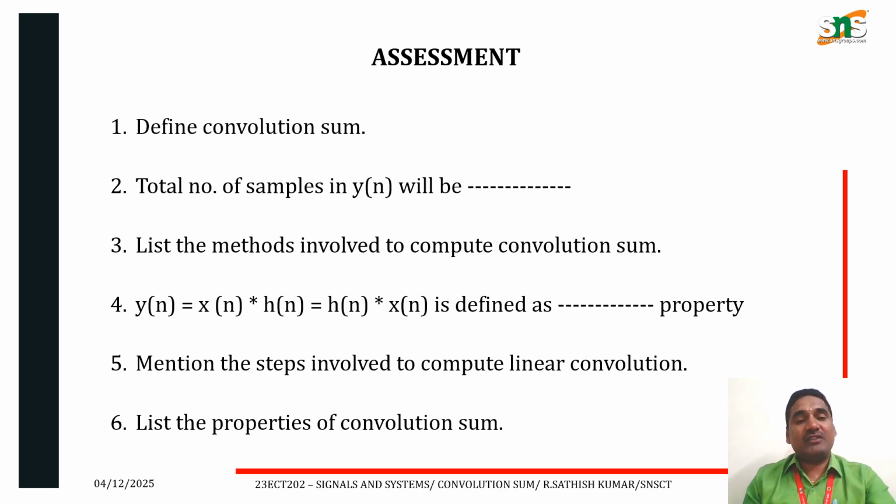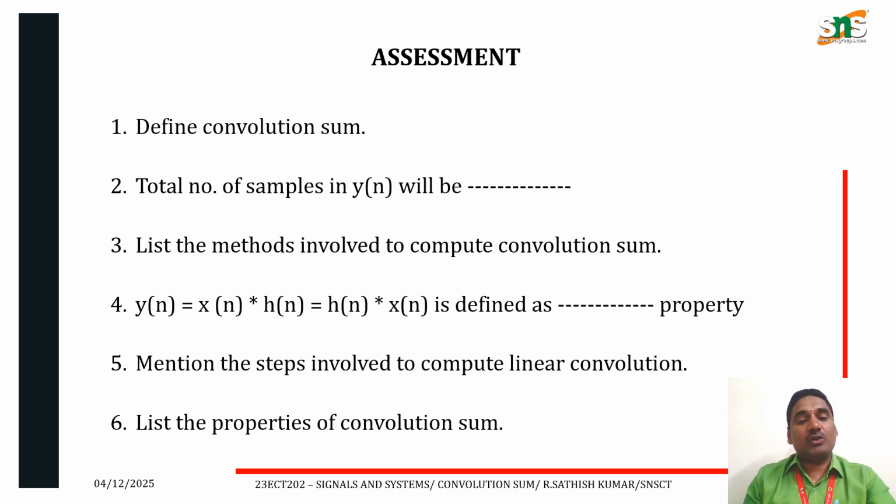Define convolution sum. Convolution sum can be defined as y of n is equal to summation k is equal to minus infinity to plus infinity x of k into h of n minus k. Total number of samples in y of n will be M plus N minus 1. List the methods involved to compute convolution sum. Definition method, graphical method, multiplication method and tabulation method. Y of n is equal to x of n convolved with h of n, h of n convolved with x of n, is defined as commutative property.